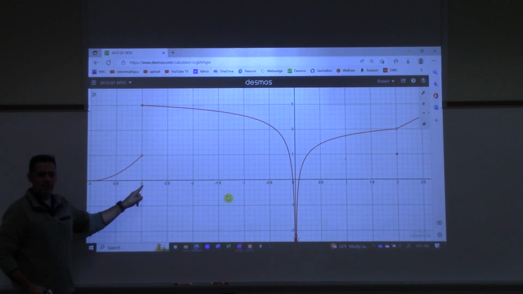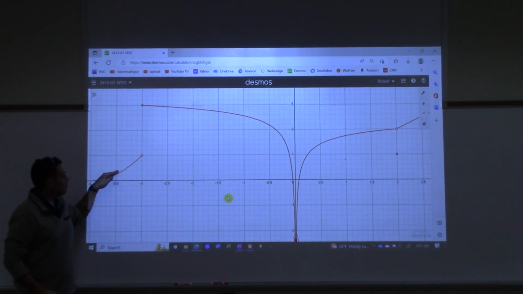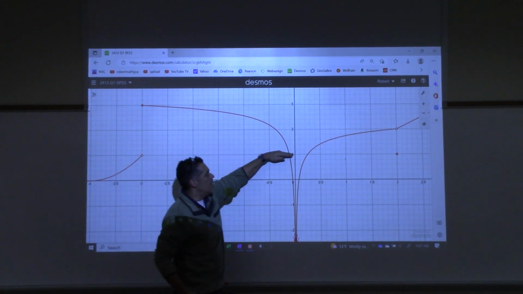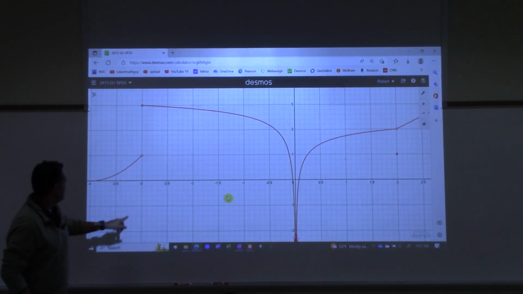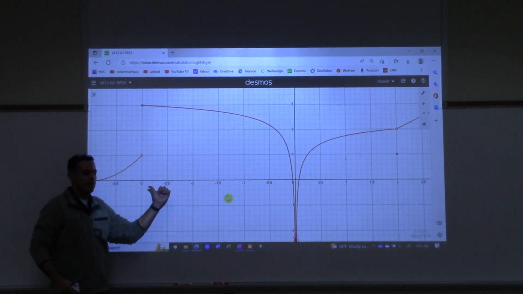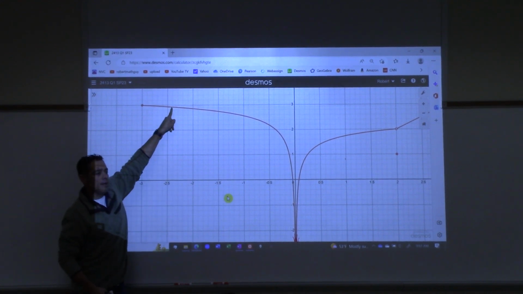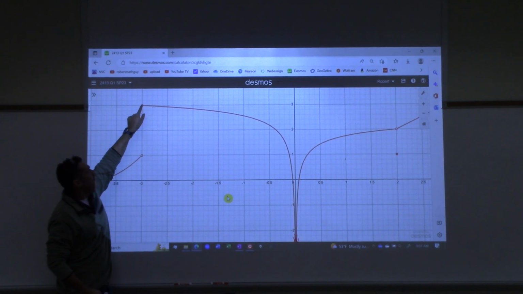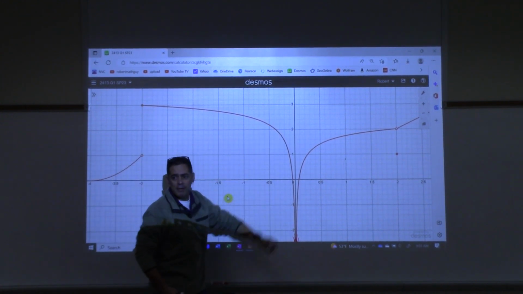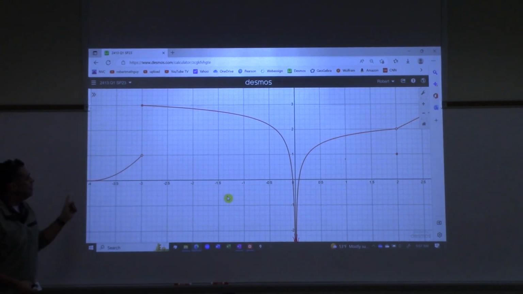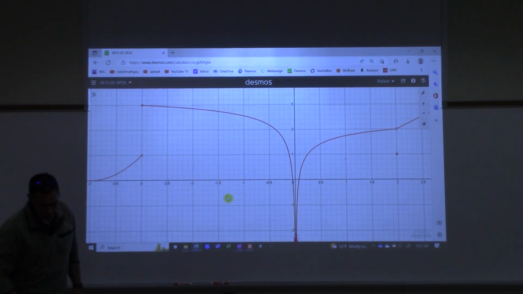So what is it? 1. You're coming in like this. Even though there's a circle here, an open hole, we're approaching a y value of 1. So the answer to the first one was 1. The second one was approaching -3 from the right-hand side. So now we're up here, right? And we're coming in, and it doesn't matter that there's a dot there. We're approaching a value of 3. So 1 and 3.